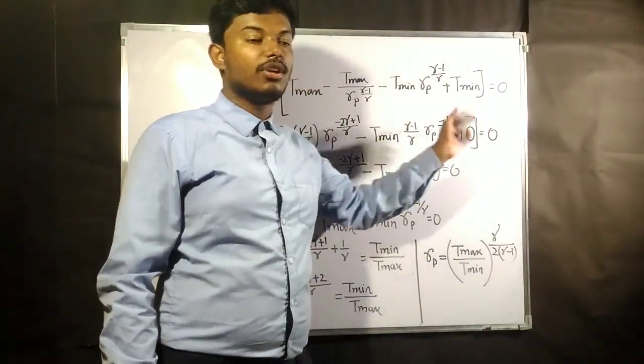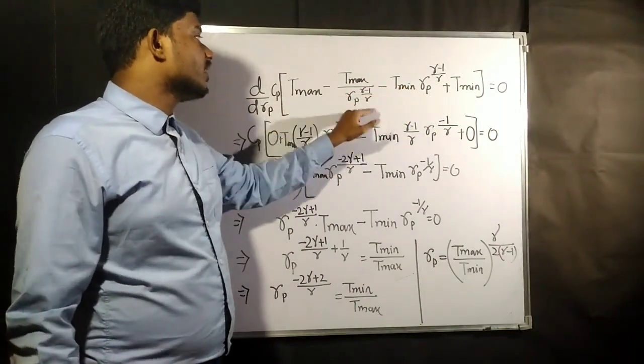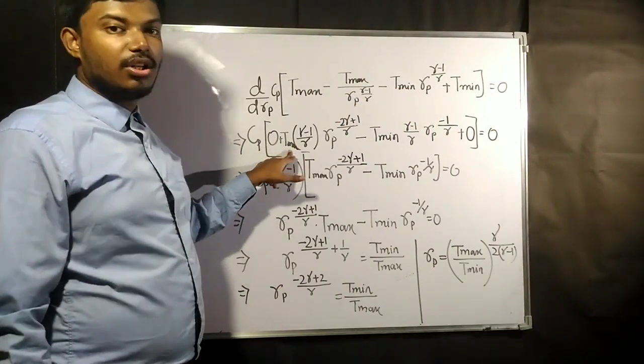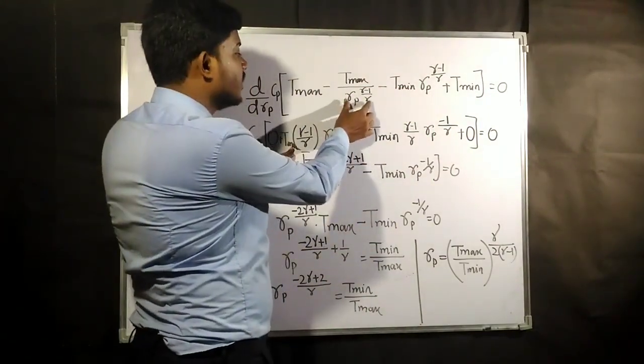The differentiation is going to be 0. Okay, the remaining parts are these two. From here, T max is constant, so T max will come out. Now we have to differentiate this. Okay, now this is what differentiation is.